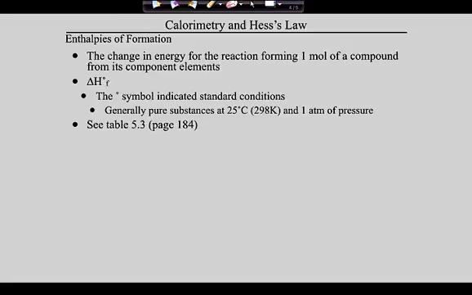Right. So when these things form, as we said, energy is given off, and that value being negative tells you the energy is being given off, and it tells you how much energy is being given off. Does that make sense? Okay, hold on.